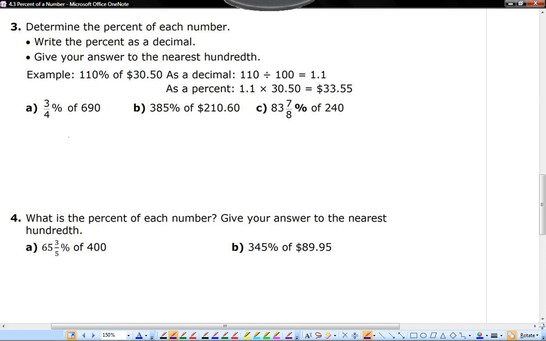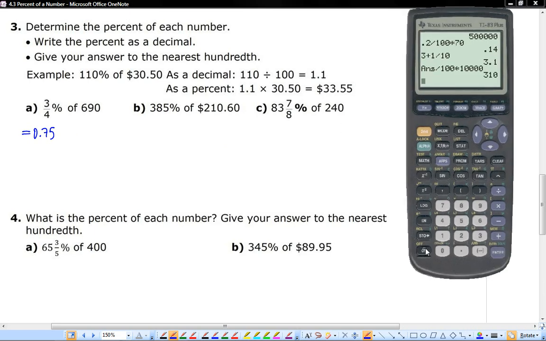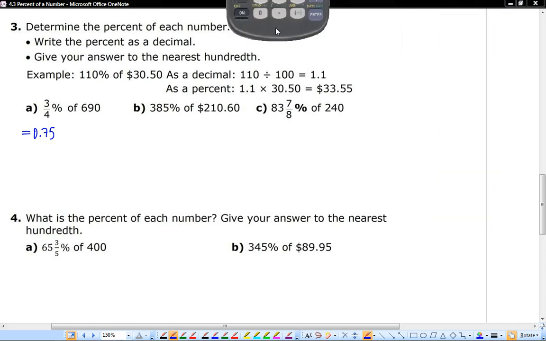3/4%, what we're going to do is take 3/4, which is equal to 0.75. By the way, if you're not sure what a fraction is as a decimal, just take the numerator and divide by the denominator. There it is, 0.75. And we are going to divide that by 100 because that's what the percent means. Percent means out of 100. And we're going to multiply that by 690.